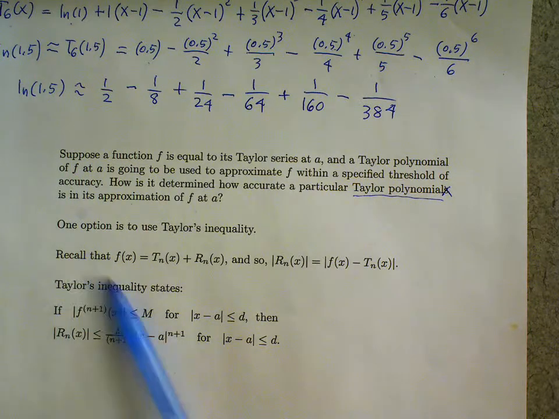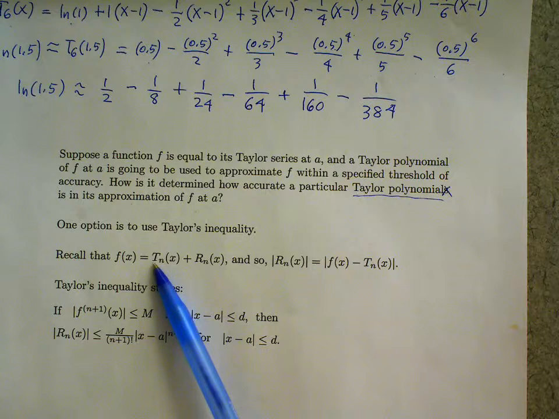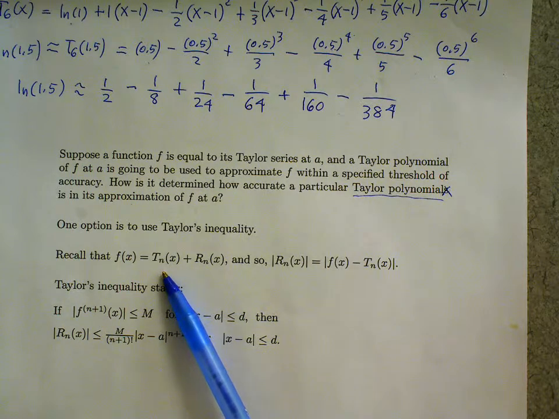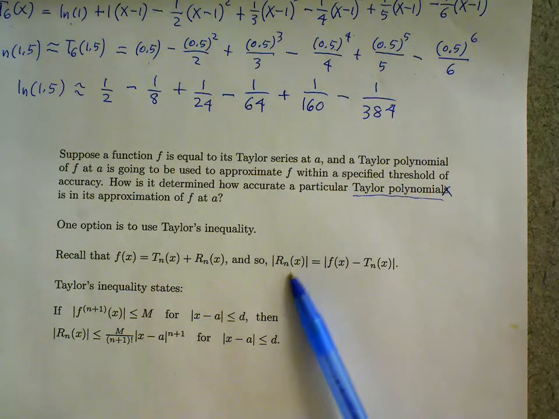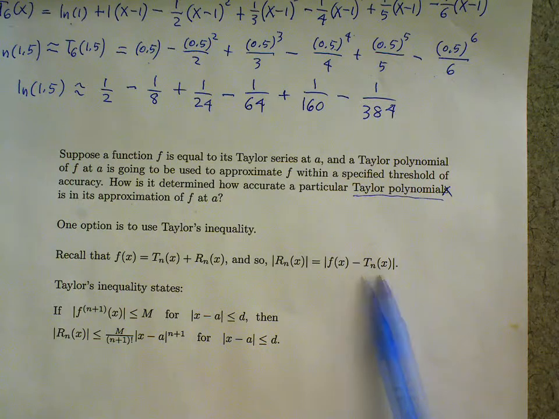So we recall that if a function f is equal to its Taylor series at a, then f of x is equal to the nth degree Taylor polynomial, T sub n of x, plus the remainder, R sub n of x. And so if we subtract the Taylor polynomial from both sides, then the absolute value of the remainder is equal to the absolute value of f of x minus the Taylor polynomial.